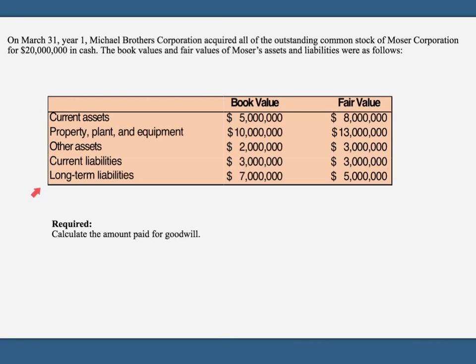So we have an abbreviated balance sheet here with both the book values and fair values of assets and liabilities. And we'll look at those again to help us calculate the amount paid for goodwill.